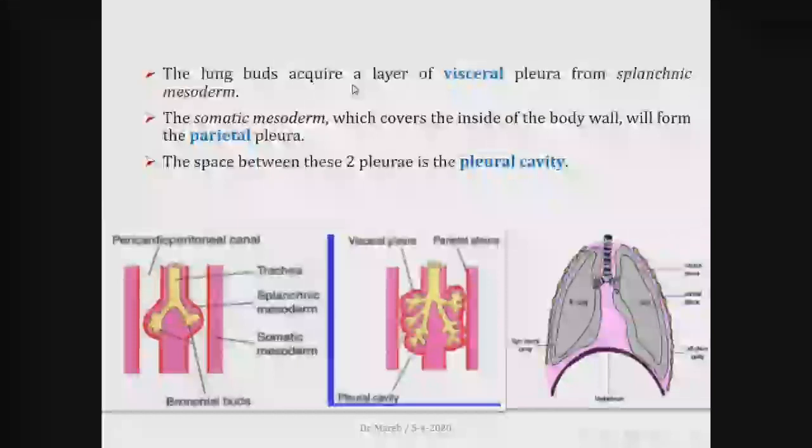The lung bud will acquire a layer of visceral pleura from splanchnic mesoderm, while the somatic mesoderm will give the parietal pleura. There will be a space between the visceral pleura and parietal pleura, and this space between the two is called the pleural cavity, right pleural cavity and left pleural cavity.